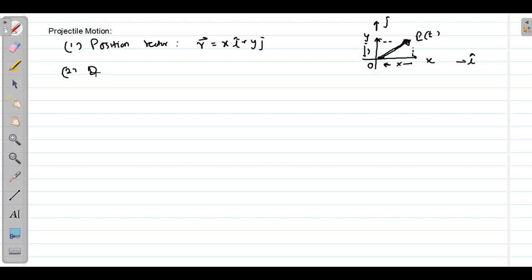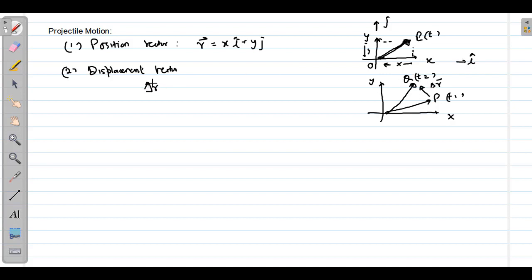Next term is displacement vector. Suppose this is our xy coordinate system, that is a plane, and the position of the object is say P at time t1, and after some time t2 its position becomes Q. So displacement is this vector, that is delta r. Delta r can be written as r2 minus r1. This subtraction of vectors we have already discussed.